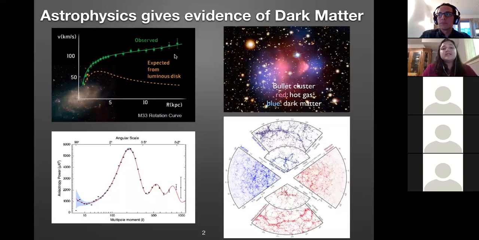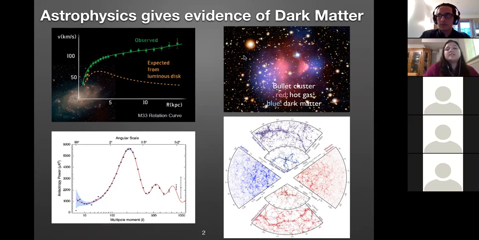Now from just this picture, like, oh, that's unexpected, but you could still explain it with things like modifying Newtonian gravity, just having normal mass that's not making light. So you can think of it like brown dwarfs, you know, stars that never quite turned on. And so you don't, from this picture alone, have a fundamental problem with physics.